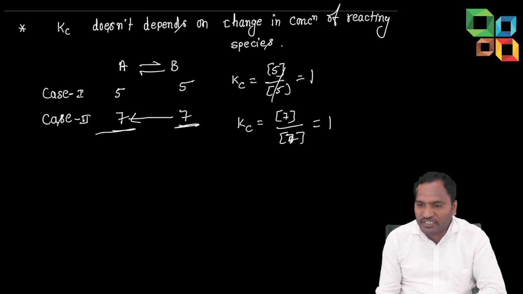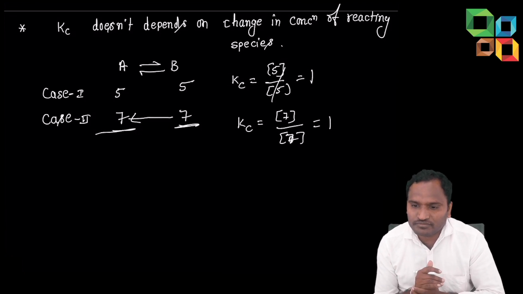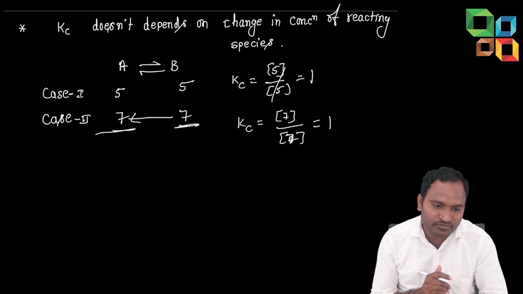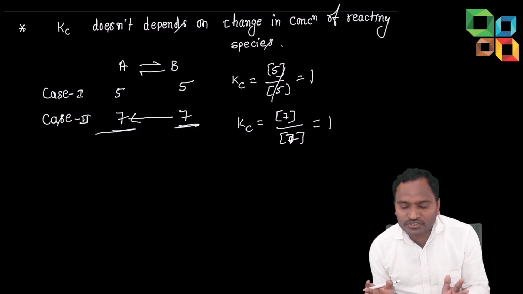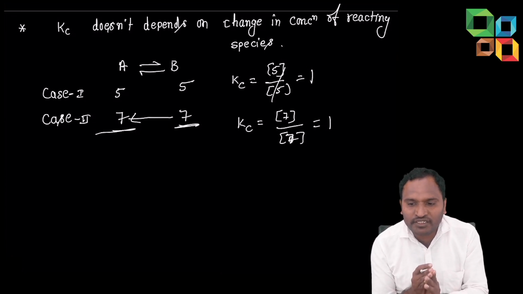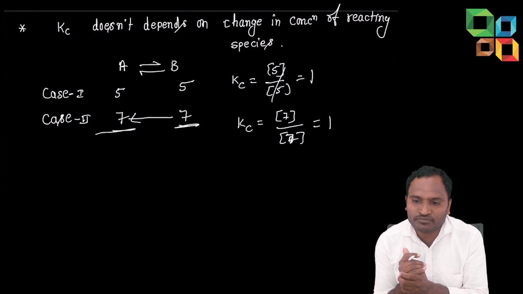Got it, students? Is there any change in Kc value? Kc is the ratio. It will remain constant. No change. So equilibrium constant does not depend on change in concentration. In one year the CET examination was very difficult, almost more difficult than the JEE exam also. Karnataka CET exam. Sometimes it happens.